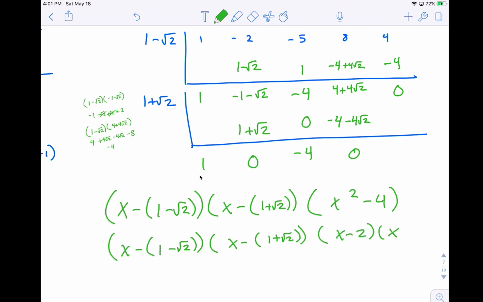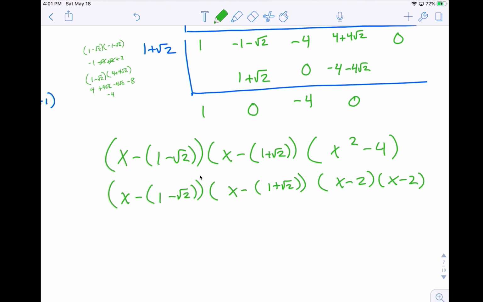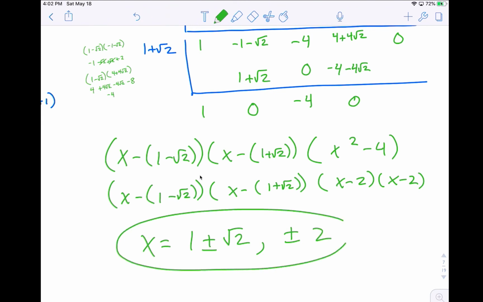So I factor that. So that gives me 1 plus or minus root 2, and then plus or minus 2. Alright guys, so that's chapter 2. Again, if you have any questions, please let me know.